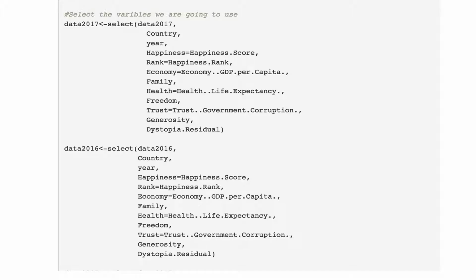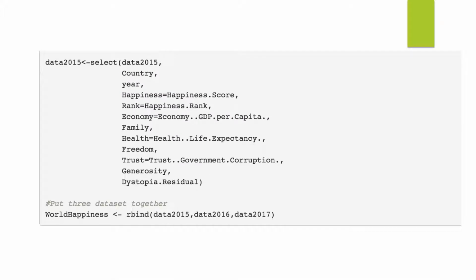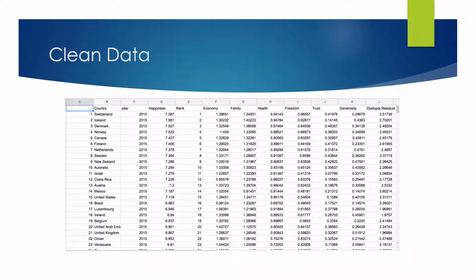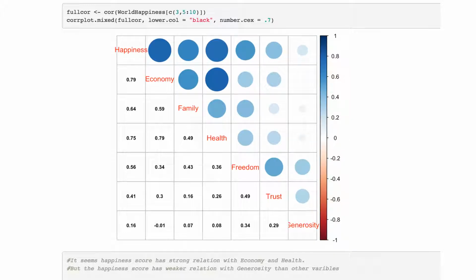Here is how I clean the dataset. What I did is select those columns and change the longer names to shorter names. Then combine the 3 datasets together by using rbind. Here is the clean dataset. As we can see, here is the new column for the year, and the happiness score, the rank, and those other factors. The first thing I did is correlation.